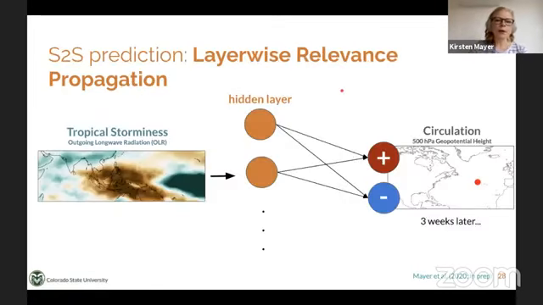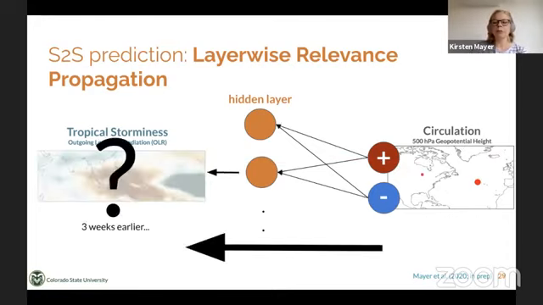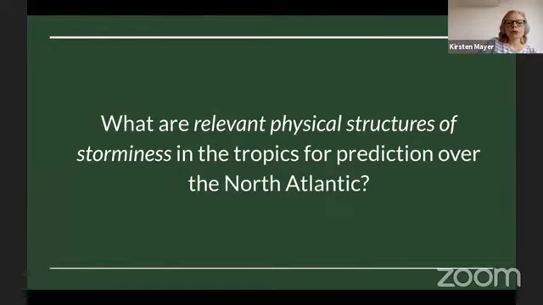So how do we apply layer-wise relevance propagation to S2S prediction? So we input tropical storminess into a hidden layer and try to guess the sign of the circulation 3 weeks later. So when we're using layer-wise relevance propagation, we want to take these correct predictions of the sign of the circulation over the North Atlantic and ask what the tropics was doing 3 weeks earlier. So what are these relevant physical structures of storminess in the tropics, or what do the tropics look like for accurate predictions over the North Atlantic?